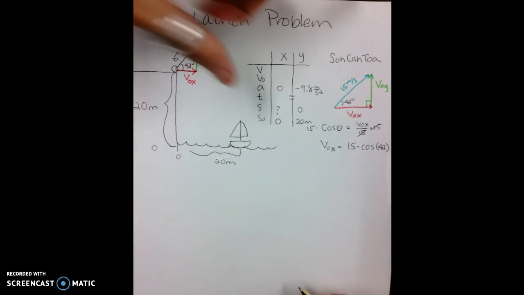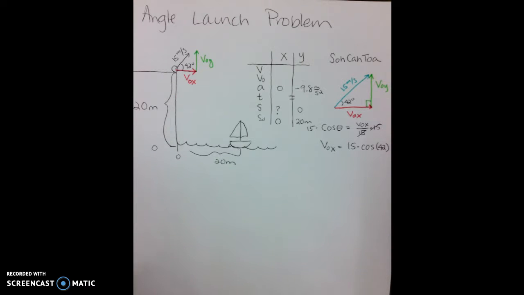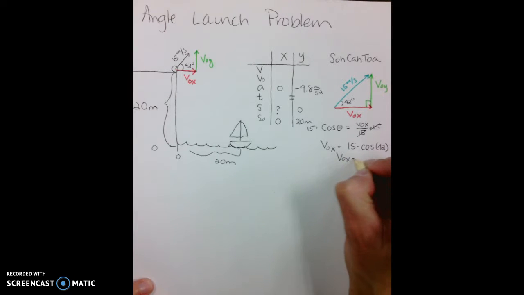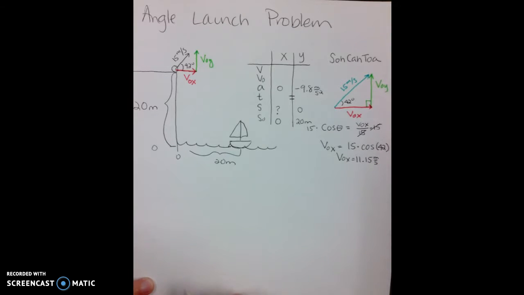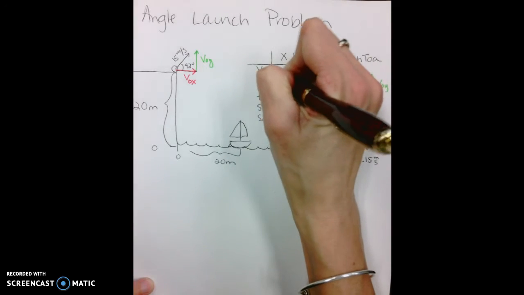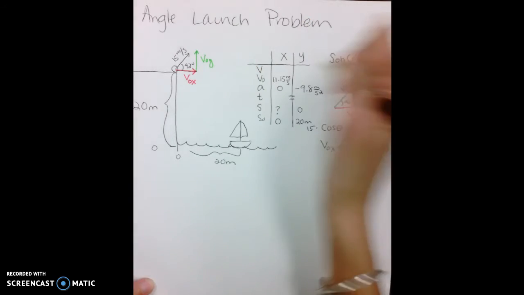And if I use my calculator, make sure you're in degrees, not radians, 15 times the cosine of 42. That gives me 11.15 meters per second. Okay. And now I can put that here, 11.15 meters per second in the x direction.